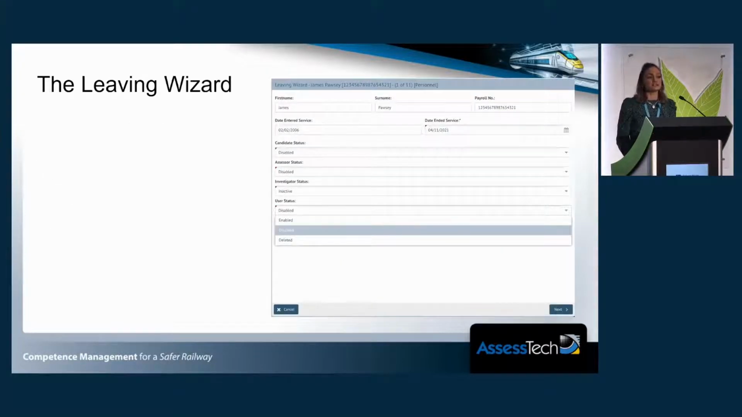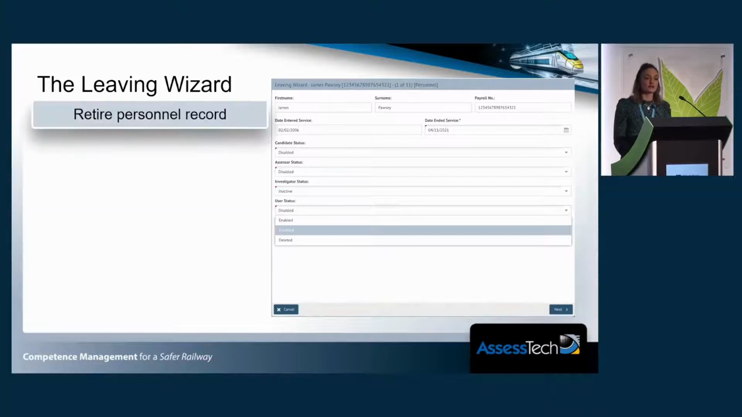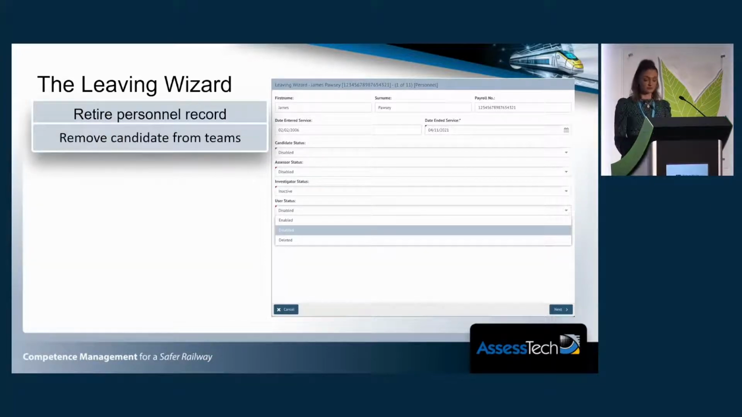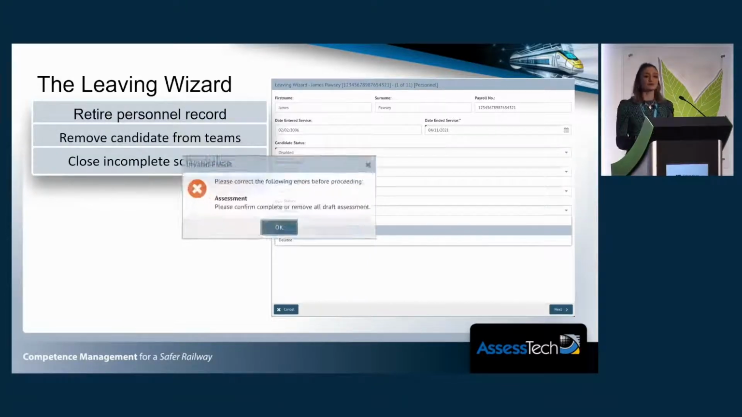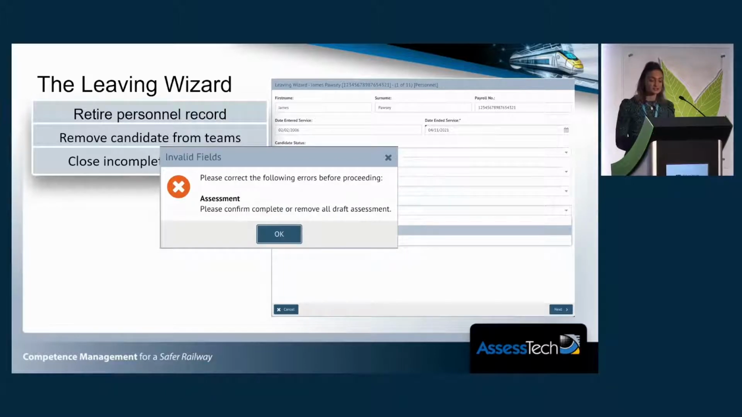So the leaving wizard follows a pretty similar format to other wizards. This is the first screen you would come to, and from here you can disable the personnel record and remove user access. But as I said, it will take you through all the necessary tasks. So you can retire the personnel record, remove candidates from teams, close incomplete schedules. And as you're going through, the wizard will complete different checks. So for example, it will check if there are any draft assessments. Now, the wizard is limited to a certain extent, so if there are draft assessments, you'd have to come out of the wizard and find the assigned assessor and get them to complete the assessments, but then you can go back in and continue the retirement.